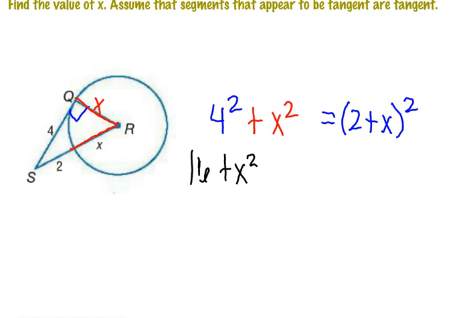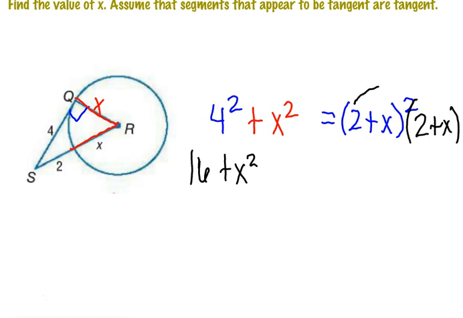But now how do I deal with this thing? 4 plus x squared. This really means to multiply it by itself. I'm going to write it the other way. That's what squaring means, right? You multiply the same thing by itself, and then you FOIL.